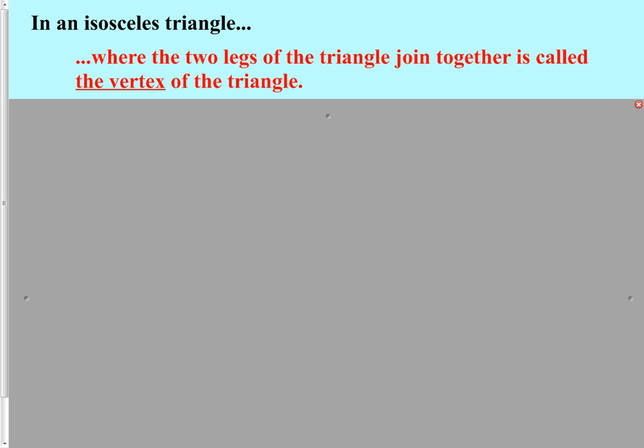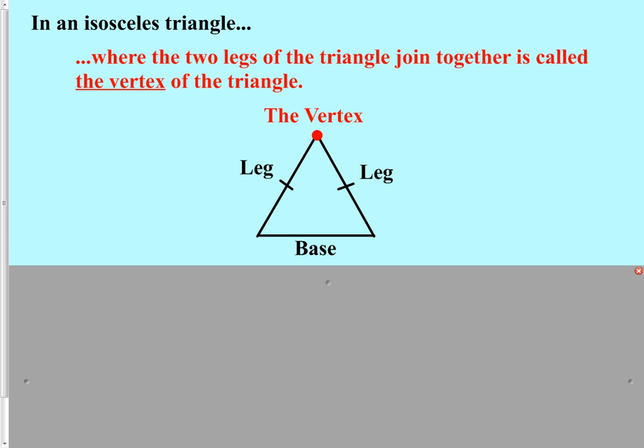Okay, so let's move on. In an isosceles triangle, our legs of the triangle are going to join together. The location where the two legs of the triangle join together is called the vertex of the triangle. Okay. So using the first diagram that I gave you, which you can go back to the original diagram that you drew, add this label into your diagram, and it is the vertex.